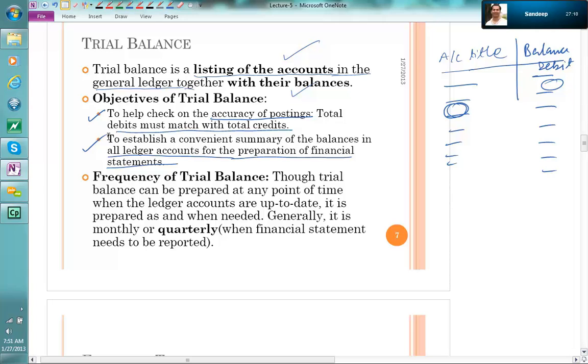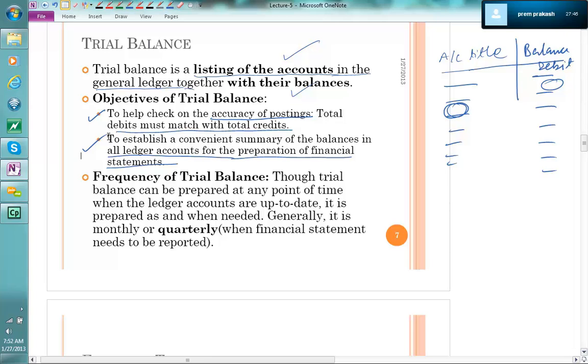So frequency is totally dependent on when the requirement is for preparing the financial statement. Or at any point of time, suppose somebody comes for auditing in between and wants you to prepare a trial balance to show them that everything has been posted correctly. Even at that point of time, a trial balance can be prepared.